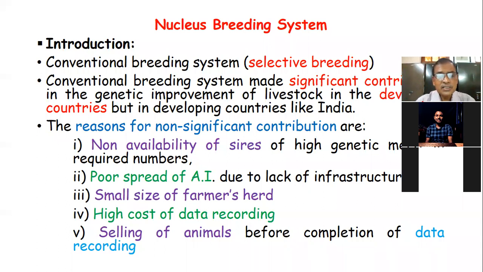ठीक है ना? A sufficient number of sires of good genetic merit भी होना चाहिए. Otherwise, if you have a very small number of sires of good genetic merit, then it will not be possible to cover all the cows of a particular breed by a very few sires. So that lacking is there in our country: non-availability of sires of high genetic merit in the required number. Then, poor spread of AI infrastructure. For speedy spread of genetic improvement, AI is a very important tool.